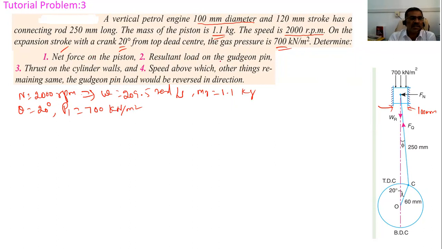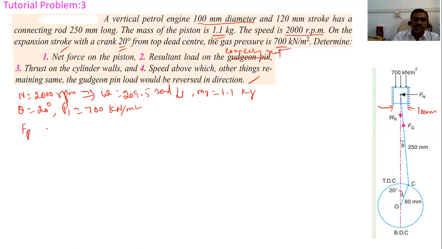This is not the resultant on the gudgeon pin; this is the piston force, both are same. You can take the connecting rod force, the thrust on the connecting rod, and the thrust on the cylinder wall, and the speed above which the other things remain same. The gudgeon pin load would be reversed in direction, that is FB is minus. So with this data, you have to solve this problem. Here you have to find FB.